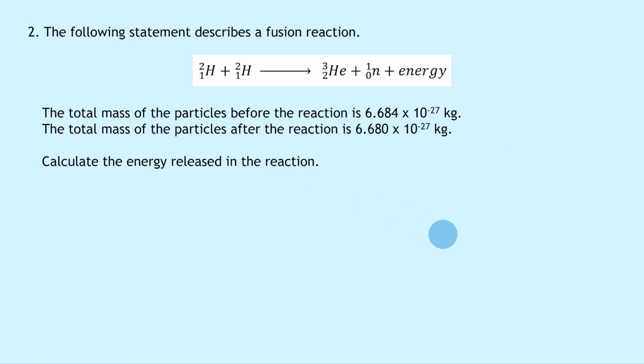Well, remember to do this kind of question, we're going to use the equation for Einstein's mass energy equivalence, E equals mc squared, but in order to find the lost mass, we need to use the total mass before and after the reaction, which are actually given to us. So that's doing a bit of work for us.